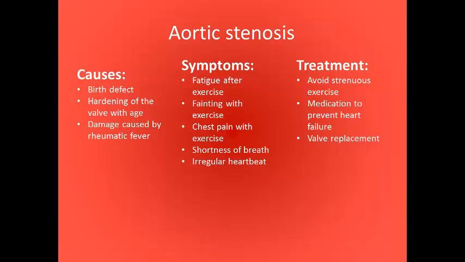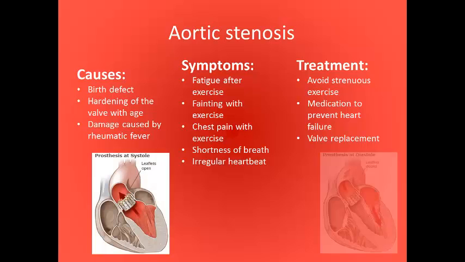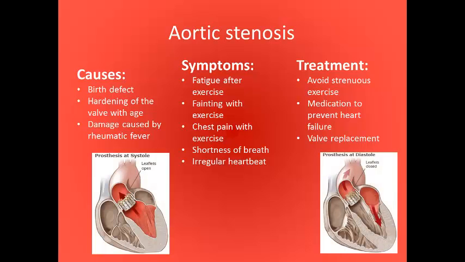The treatment of this is to avoid strenuous exercise. The heart actually can fail eventually if aortic stenosis is not treated, because it tries extra hard to push blood into the aorta, and eventually the heart muscle can't cope with that and will stop. So medication is often used to prevent heart failure from occurring. And you can also replace the valve. So you can see here a prosthetic valve, which has artificial leaflets which are pushed open during systole and which close during diastole.